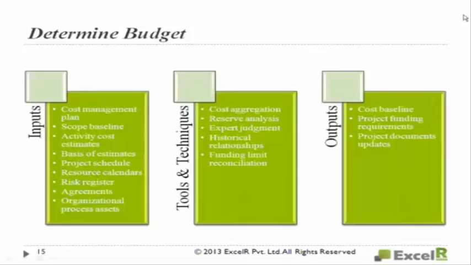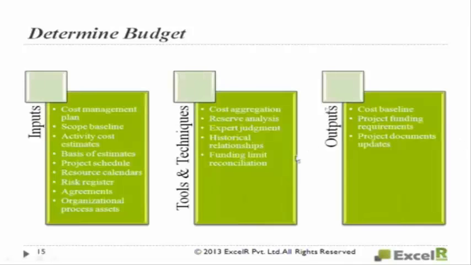Basically, determining the budget is a process of aggregating the estimated cost of individual activities or work packages to establish an authorized cost baseline. Remember, in determining budget, the most important output you get is the cost baseline. There is a difference between cost baseline and budget. Cost baseline contains only the contingency reserve. Budget contains even the management reserve. Let us see that.